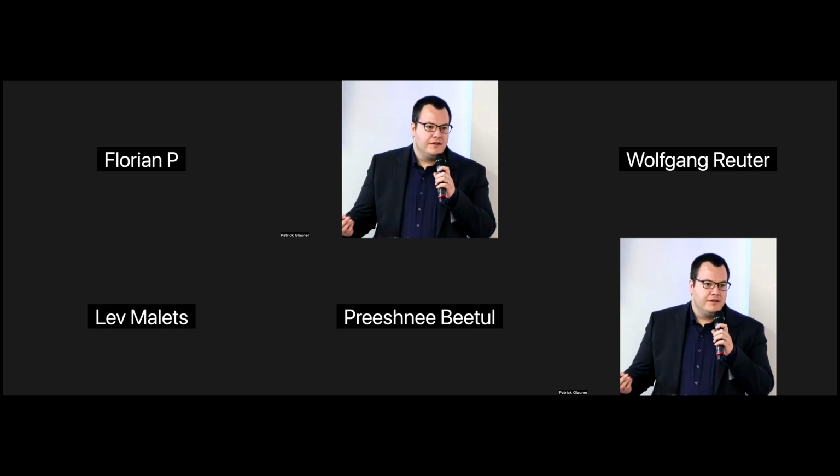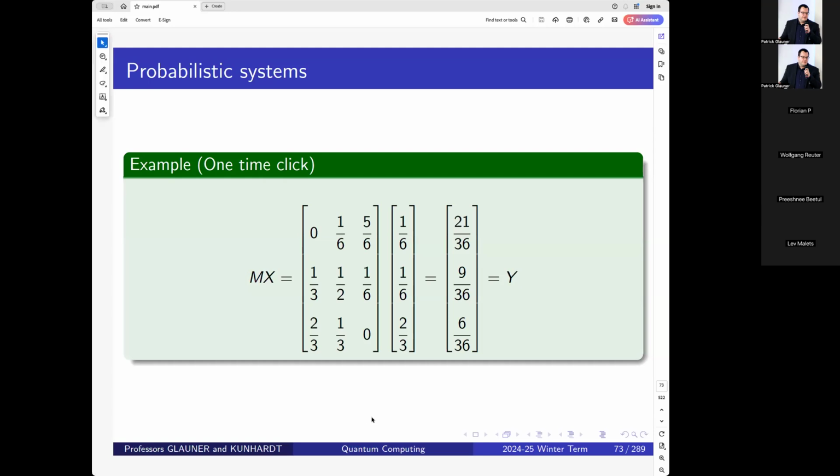So I think each sum is 1. Like 1/6 plus 5/6 is equal to the whole number 1. 1/3 plus half plus 1/6 is equal to 1. And 2/3 plus 1/3 is also equal to 1. Exactly. That's correct. Each row and each column, they sum up to 1.